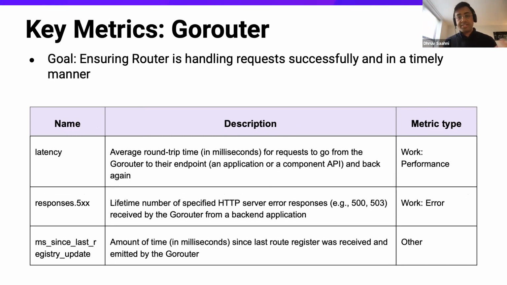Now with the router, since it's the entry point for all the requests, it maintains a dynamic routing table tracking which containers on which cells are running so that applications can then forward those incoming HTTP requests appropriately. This is a pretty vital part of Cloud Foundry, right? So you want to ensure that the router is handling requests successfully, and equally importantly, in a timely manner, right? So again, it could be a single point of failure of your entire Cloud Foundry environment. So you want to make sure that it's always healthy.